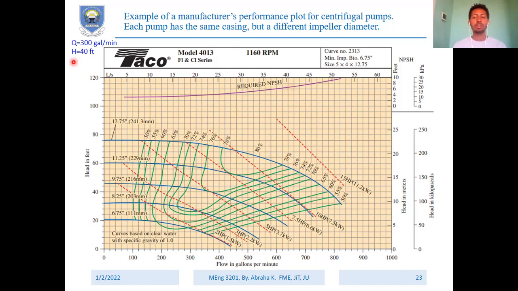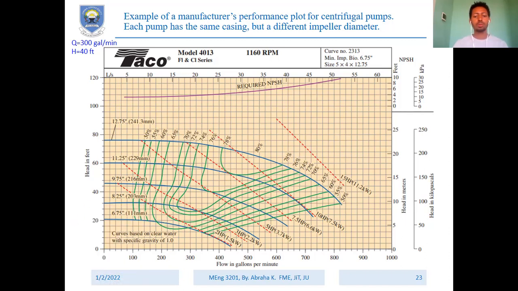Now, one customer may need the flow rate to be 300 gallons per minute and the head to be lifted at 40 feet. For this requirement, let's see which impeller is best, and let's see what efficiency, what brake horsepower, and what net positive suction head is really needed to achieve this. So let me now select my pen.